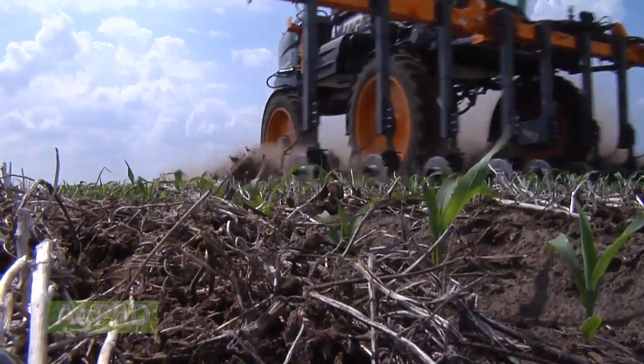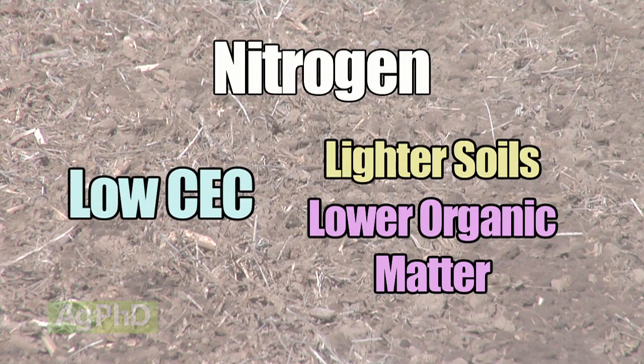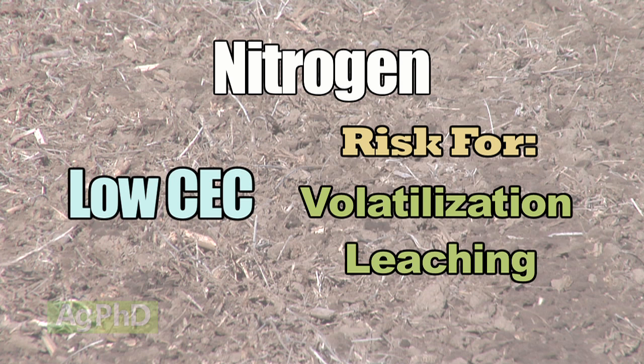Okay, but here's the whole thing. When you've got a lighter soil like that, I mean, a low cation exchange capacity means you have a lighter soil, maybe lower organic matter. In that case, you are at risk for volatilization and you're at risk for leaching.